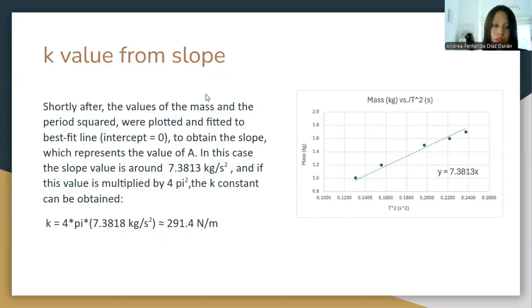Shortly after, the values of the mass and the period squared were plotted and fitted with the best line, where the intercept value is 0, to obtain the slope that represents the value of a itself. In this case, the value was 7.3813 kilograms per second squared, and if the value is multiplied by 4 pi squared, the k constant can be obtained, and we got 291.4 newtons per meter.